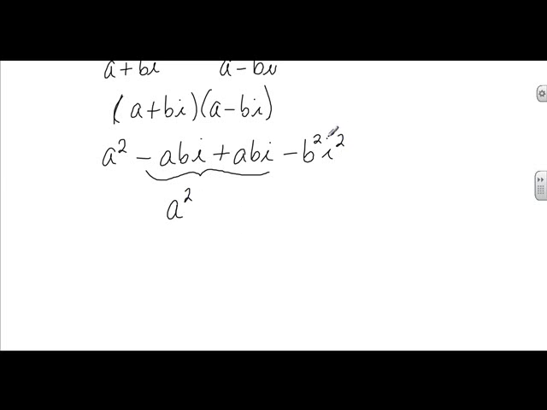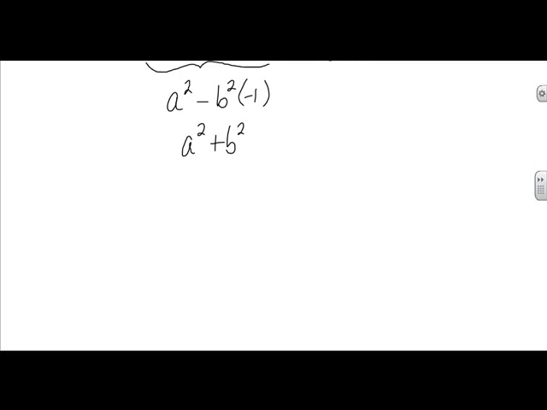i squared, of course, is always negative 1. So we got a squared minus b squared times negative 1, or a squared plus b squared. You'll notice there's no imaginary part to that number, so it's just a real number. And so what's kind of cool about complex conjugates is if you multiply them together, you get a real number answer every time. For example, let's say we've got 2 plus 3i is our number, and we're going to multiply that by the conjugate, 2 minus 3i.